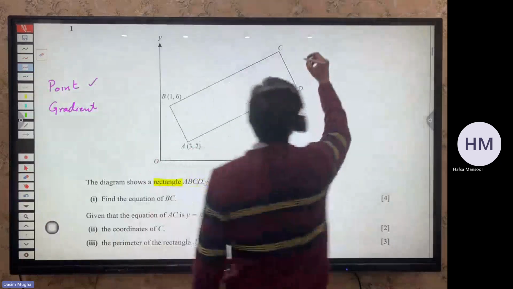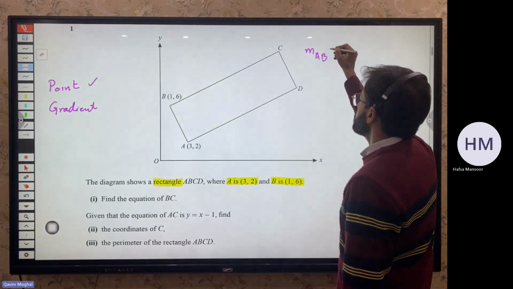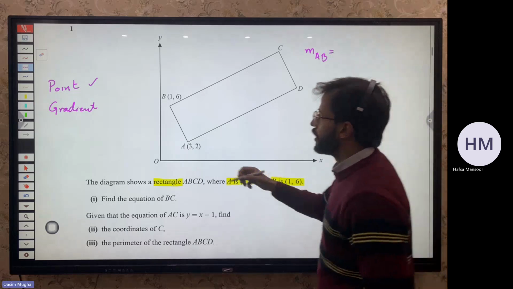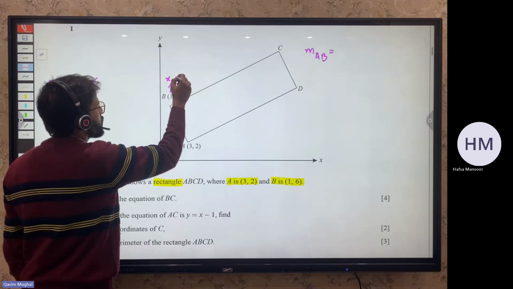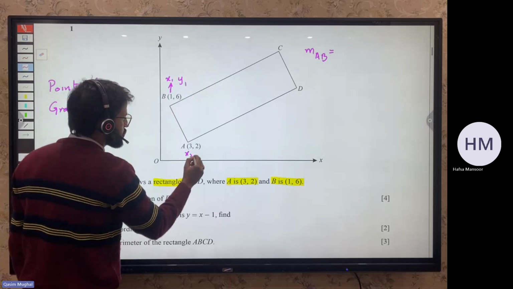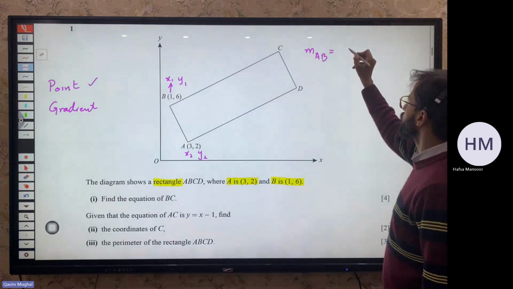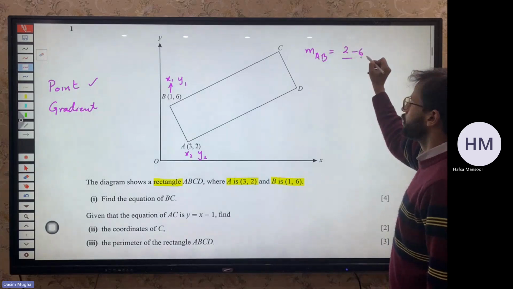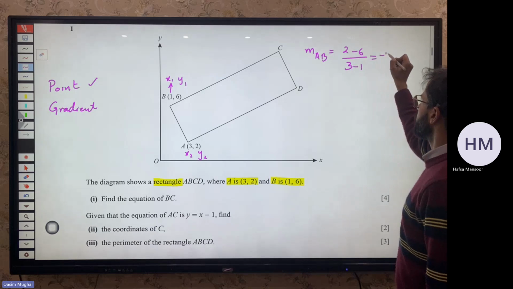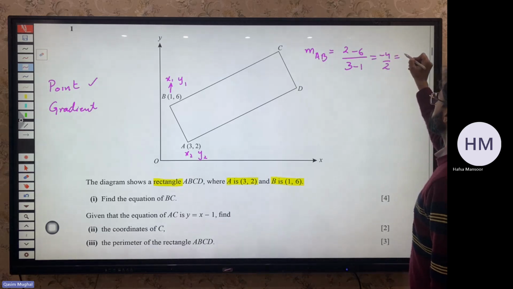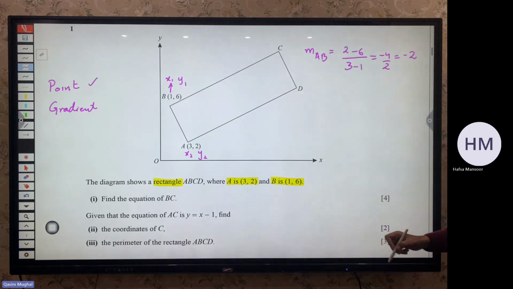So my first step is going to be, I'm going to work out M of AB. If you want to do the tagging here, you can tag them as well: x1, y1, x2, y2. You know the formula, y2 minus y1, so 2 minus 6 over x2 minus x1, which is 3 minus 1, negative 4 over 2, which is going to be negative 2. This is the gradient of AB.